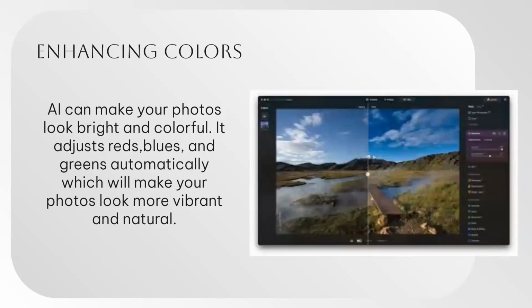So AI can also be used, for example, to enhance the colors in your photo to make it look more colorful and brighter. What it'll do is automatically adjust the levels of reds, blues, and greens in your photos fully automatically without you having to really do anything. And this will make your photos look more vibrant and more natural very rapidly.